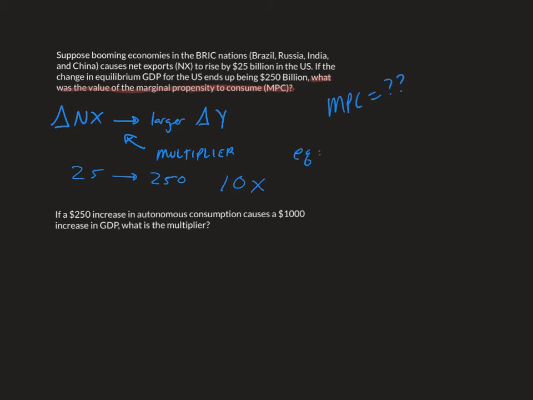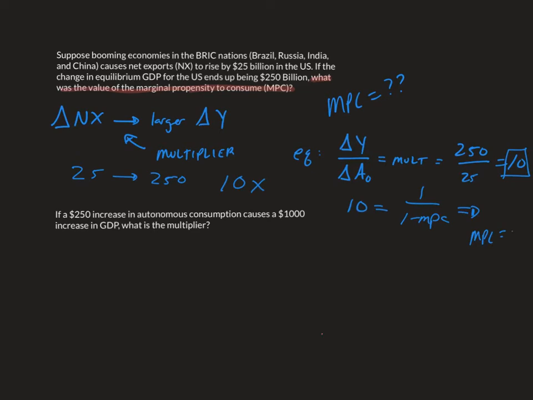We can use an equation. I know that any change in GDP divided by the change in autonomous spending is equal to my multiplier, which would be 250 divided by 25, which again gets me that 10. So I know that my multiplier is equal to 10. I also know my multiplier is equal to 1 over 1 minus MPC. This is going to tell me that MPC must equal 0.9. Knowing that, we know that the MPS is 0.1, and you can do that just by doing your algebra out and figuring it out.